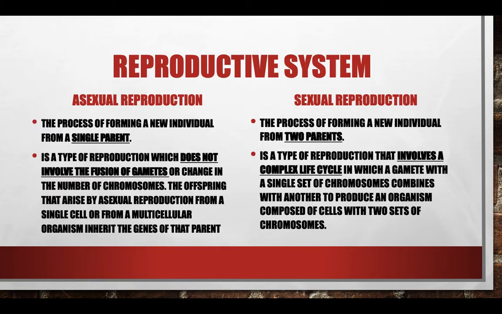There are two types of reproduction in the reproductive system, which are asexual and sexual reproduction. Asexual reproduction is the process of forming a new individual from a single parent, while sexual reproduction is the process of forming a new individual from two parents. Asexual reproduction is a type of reproduction which does not involve the fusion of gametes, whereas sexual reproduction is a type of reproduction that involves a complex life cycle in which a gamete with a single set of chromosomes combines with another to produce an organism composed of cells with two sets of chromosomes.